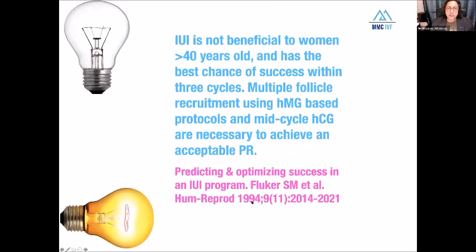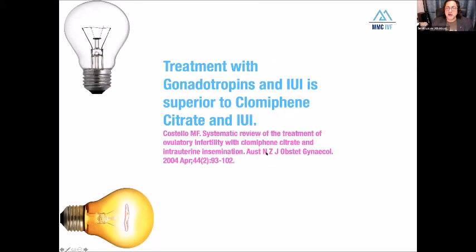When is IUI not beneficial? Well, in older women, 39, 40, please do not do IUI. They must rush into IVF. It has the best chance of success within 3 cycles, and these 3 cycles have necessarily to be done using gonadotropins or injections to achieve an acceptable pregnancy rate. Again, these papers tell us that injections are better than tablets when it comes to IUI.